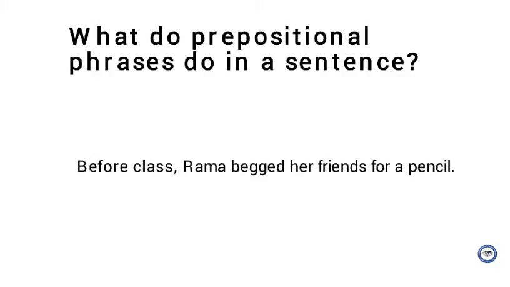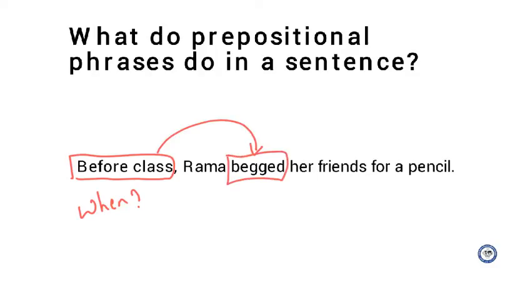Still another example. Before class, Rama begged her friends for a pencil. Now, if you look at the first prepositional phrase, which is before class, and you ask the question of when did Rama beg her friends for a pencil, then the answer is before class. In this case, before class modifies begged, which is the verb. So in this case, before class functions as an adverb.